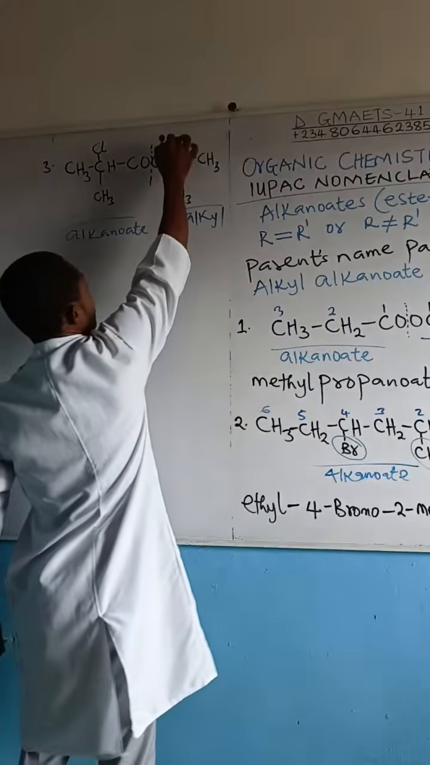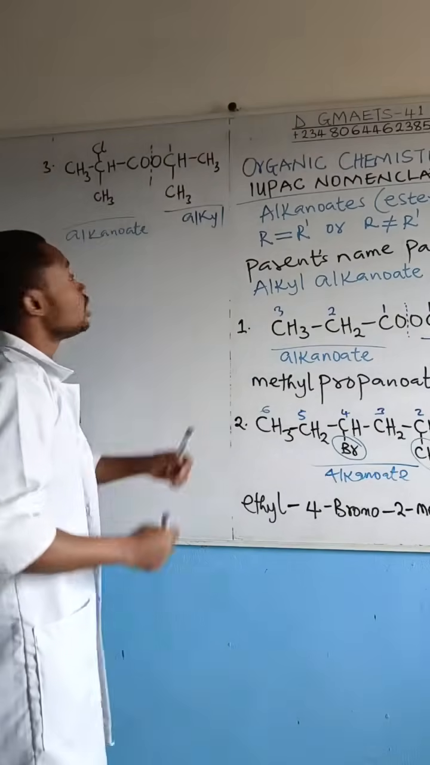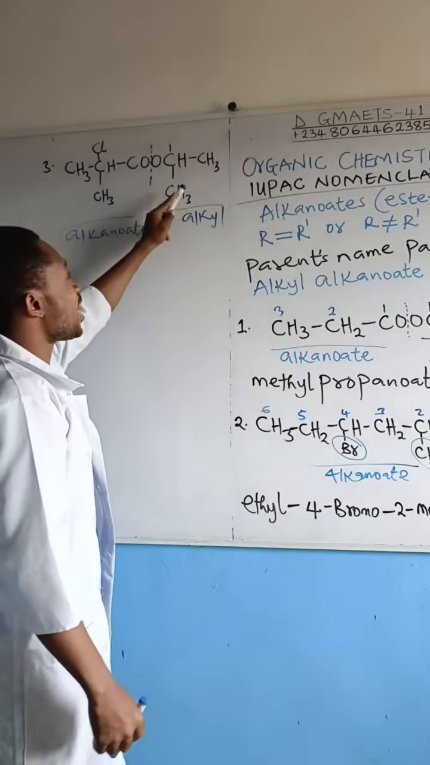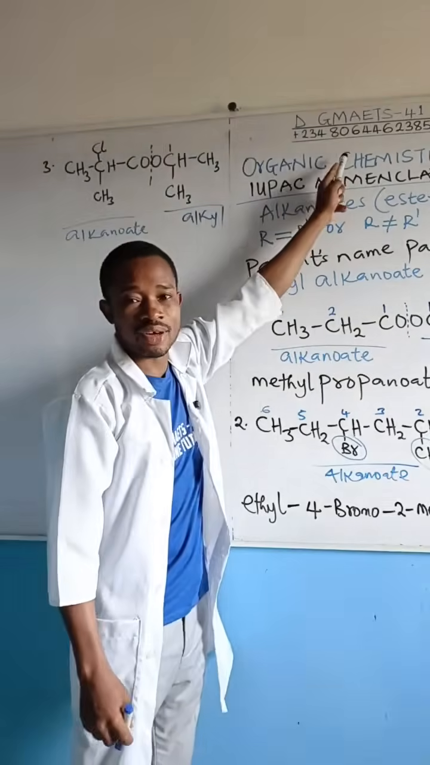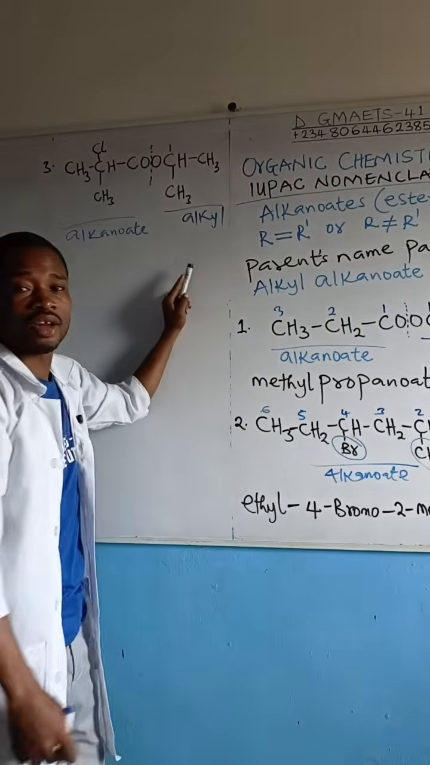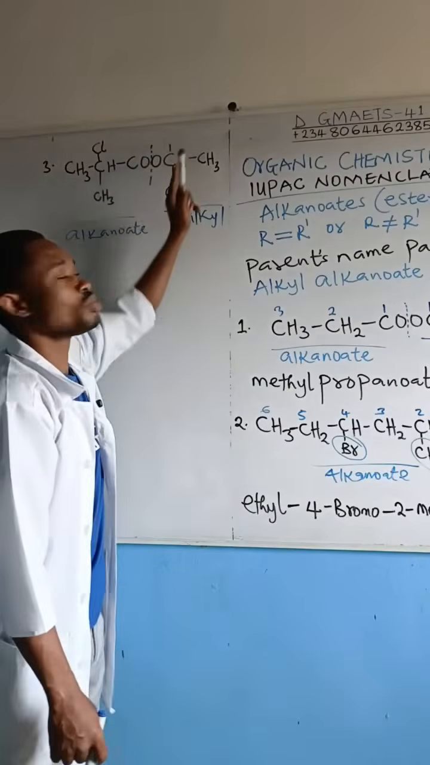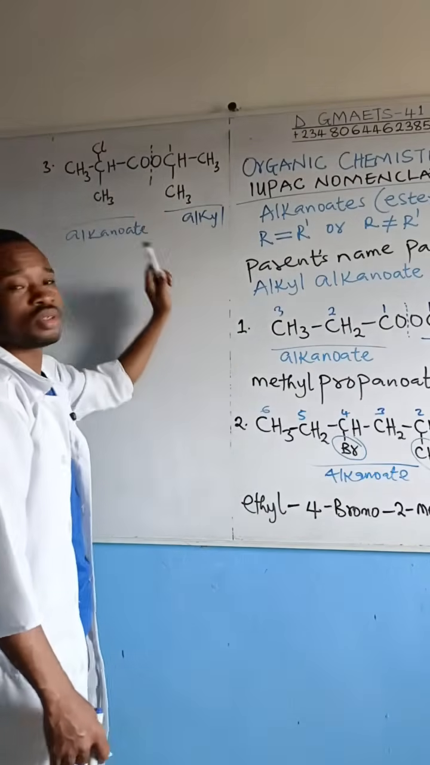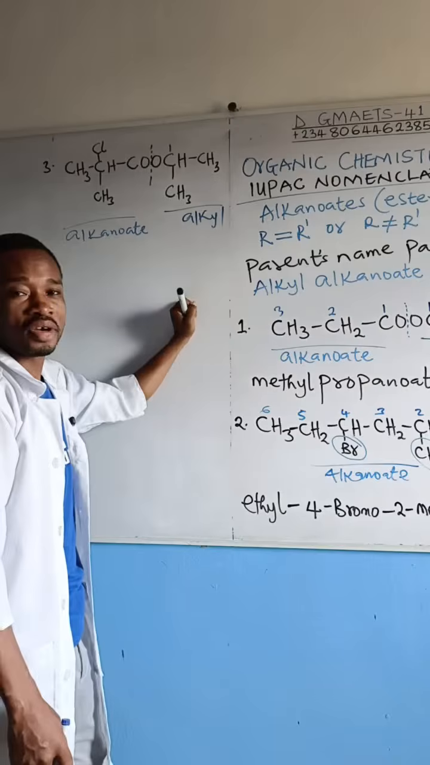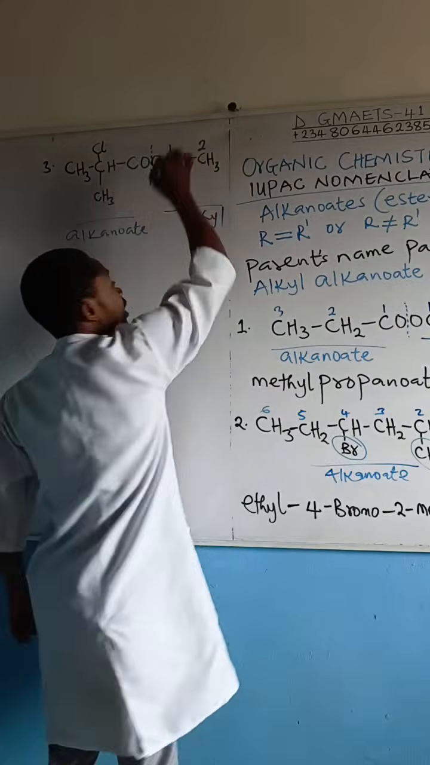Okay, so coming over here, you have carbon number one. Then you decide if you go this way, would that be the longest? Or if you come this way, would that be the longest? So you see 1, 2. 1, 2. So any direction you take, you're going to get 2 carbon atoms. So you can take any one of them.